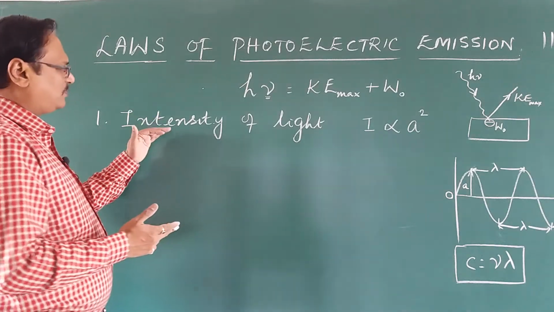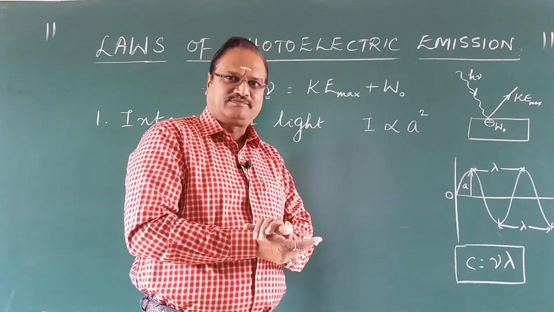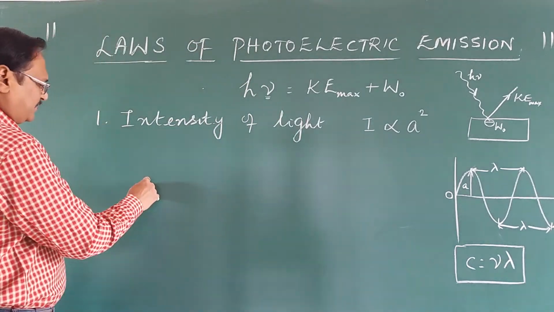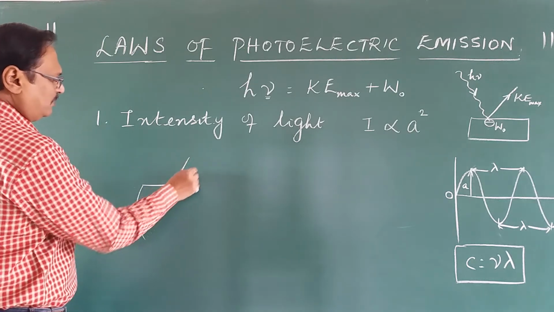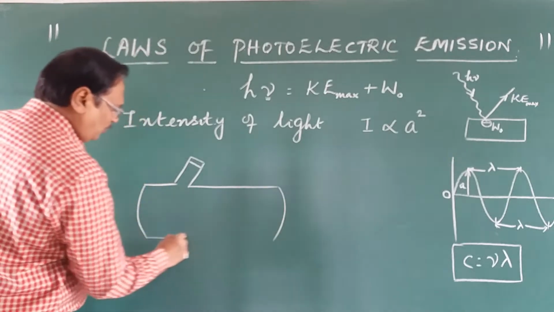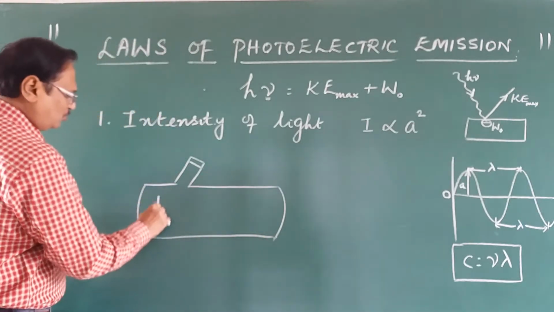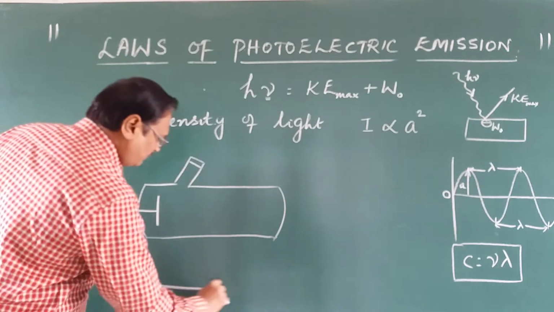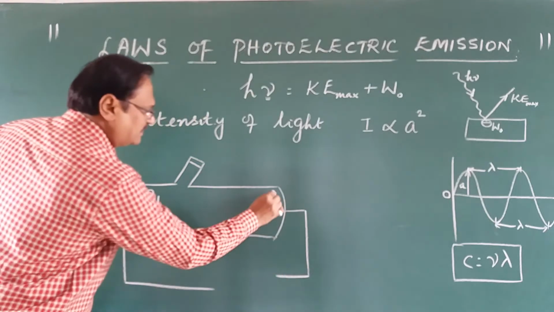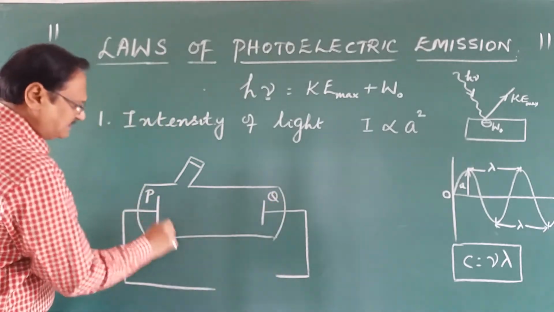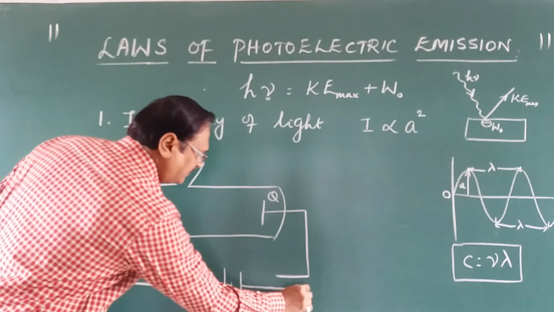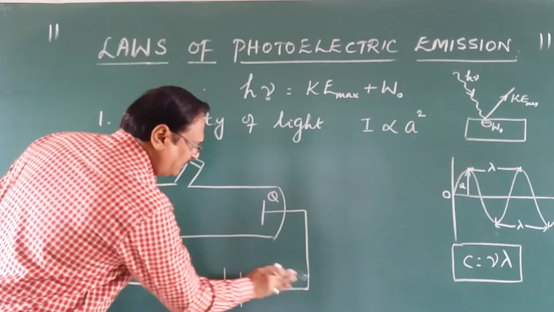The first one talks about the intensity of light. Suppose I take a photo tube. It's very important that we go back to the origin of the photoelectric effect to understand these laws. I told you in the photo tube there are two electrodes, which we called P and Q. Now connect this to negative, and this to positive, and this is the circuit I have taken.